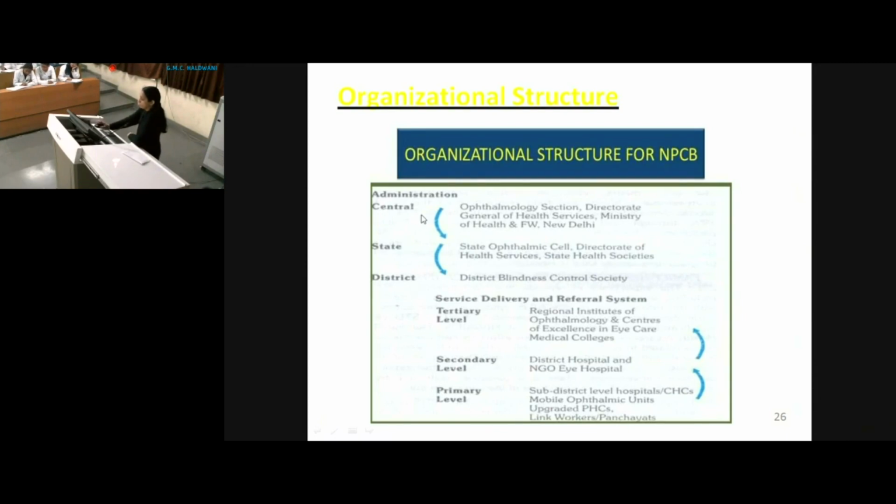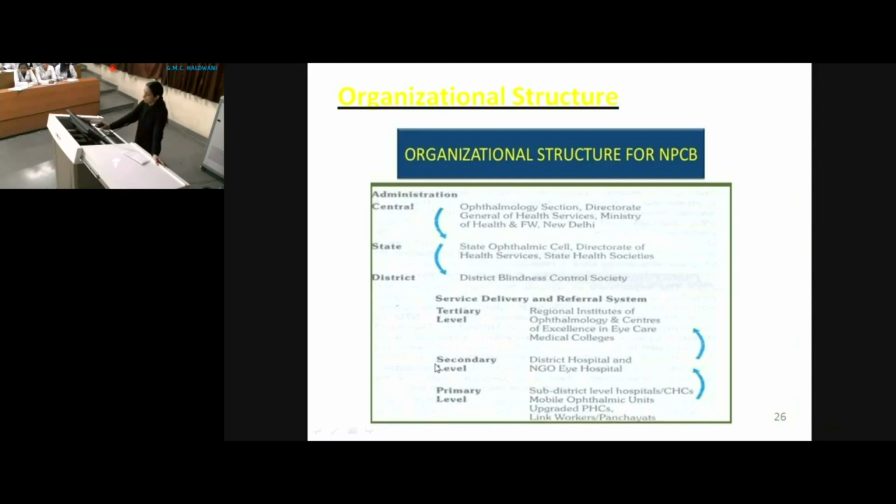This is the administration structure at central level, state level and district level. What is at central level? Ophthalmology section, Directorate DGHS, Ministry of Health and Family Welfare, New Delhi. Okay? So at central level, which ministry is handling this program? Ministry of Health and Family Welfare. Then at state level we have State Ophthalmic Cell, Directorate of Health Services, State Health Societies. District level: District Blindness Control Society, in short DBCS, which is also very frequently used.